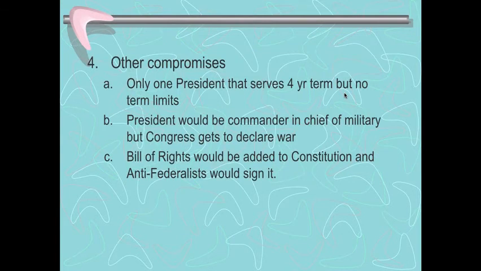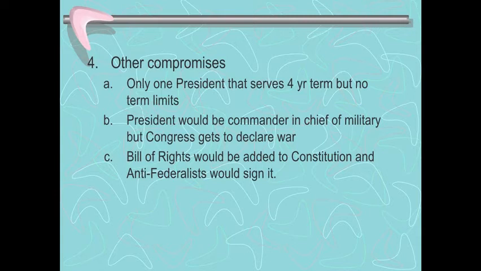All right, so just a couple other compromises to make note of. Only one president can serve a 4-year term. They made the agreement that you couldn't elect 2 presidents at the same time. You could only elect 1 president. But at this time in history, there were no term limits. So if a president wanted to run for president over and over again, they could. There were no term limits on the amount of times that they could run. But again, their terms were limited to 4 years per term.